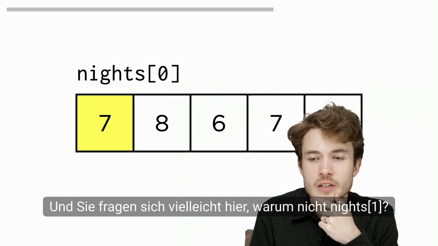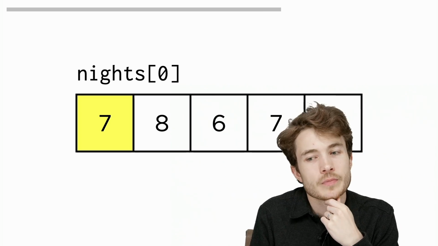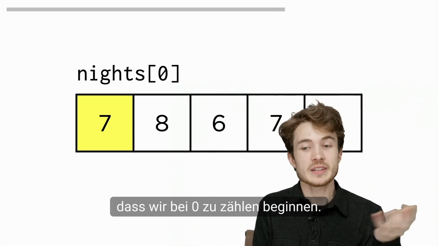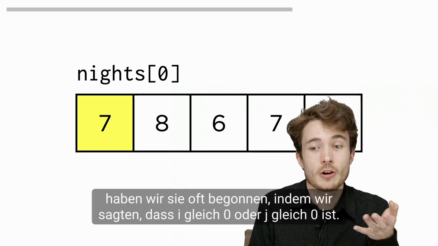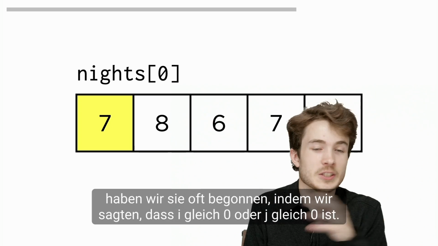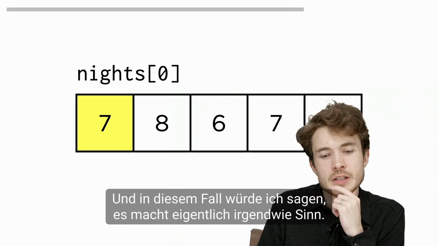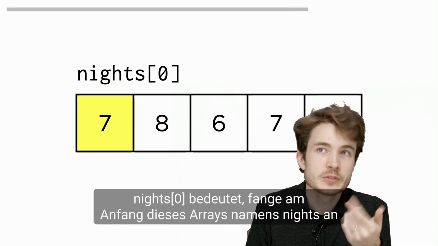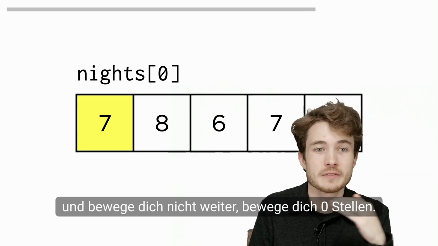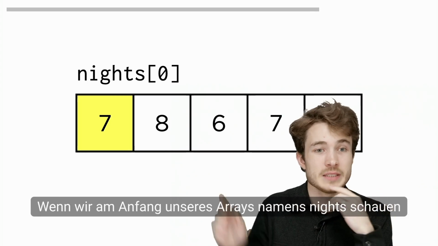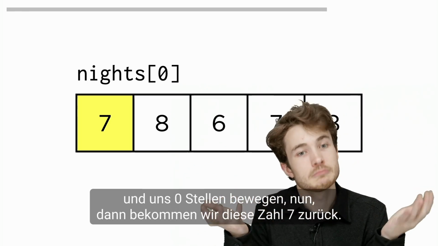And you might be asking here, why not nights bracket 1? Well, in computer science, it's kind of a convention that we start counting from 0. As you saw when we wrote our very own for loops, we began them by saying often that i equals 0 or j equals 0. We start counting from 0. And in this case, I would argue it actually kind of makes sense. Nights bracket 0 means start at the beginning of this array called nights, and don't move any further. Move 0 places. If we're looking at the beginning of our array called nights, and we move 0 places, well, we get back this number called 7.